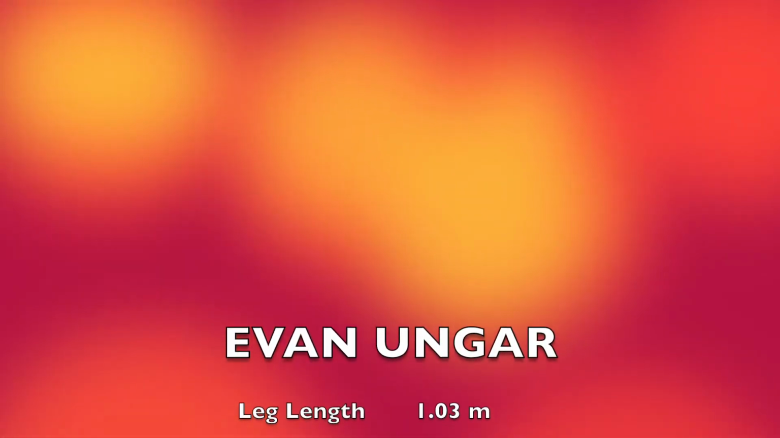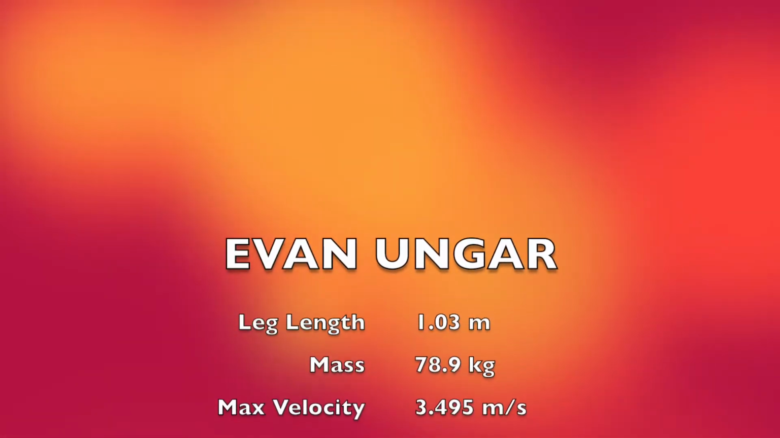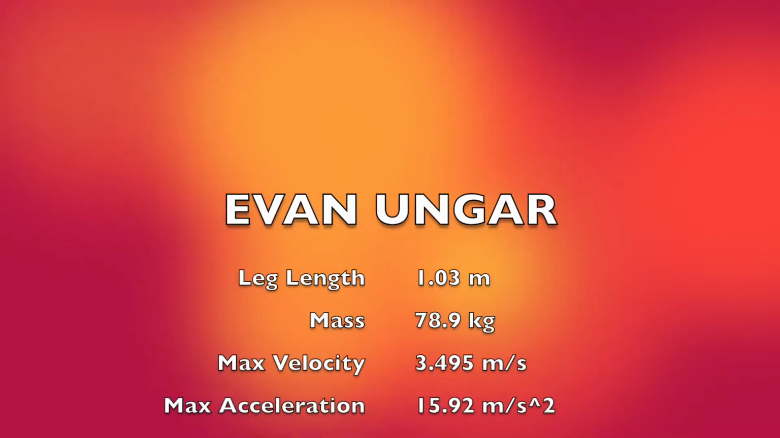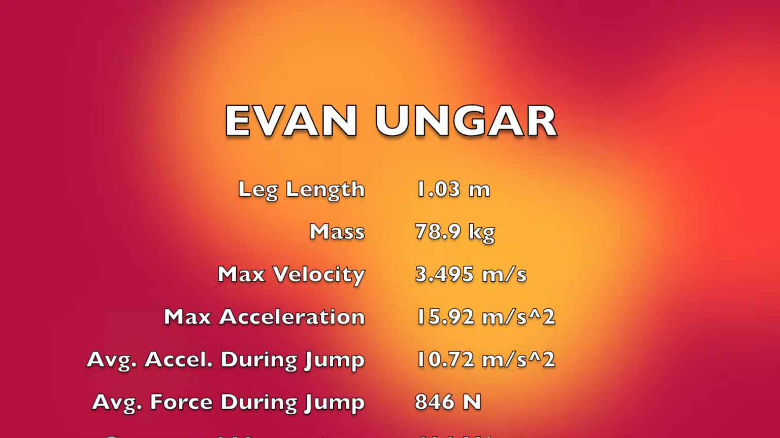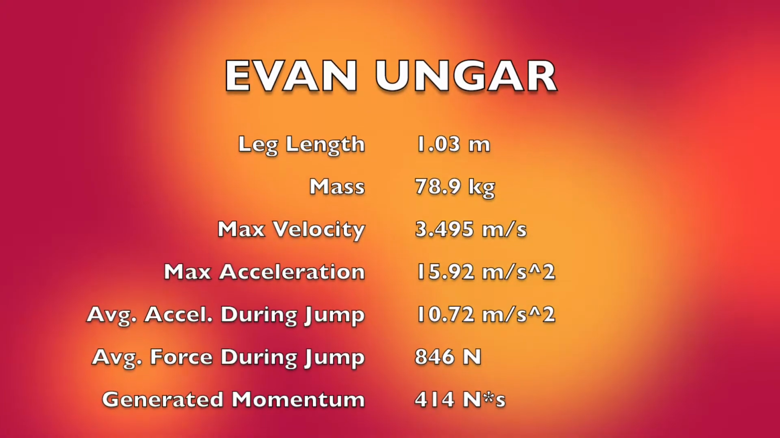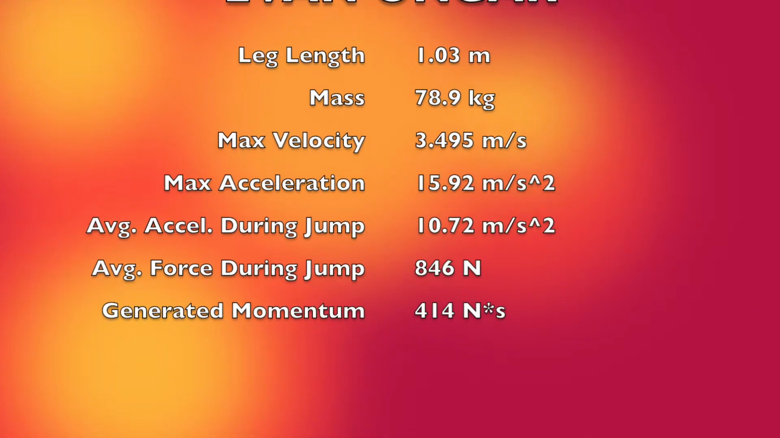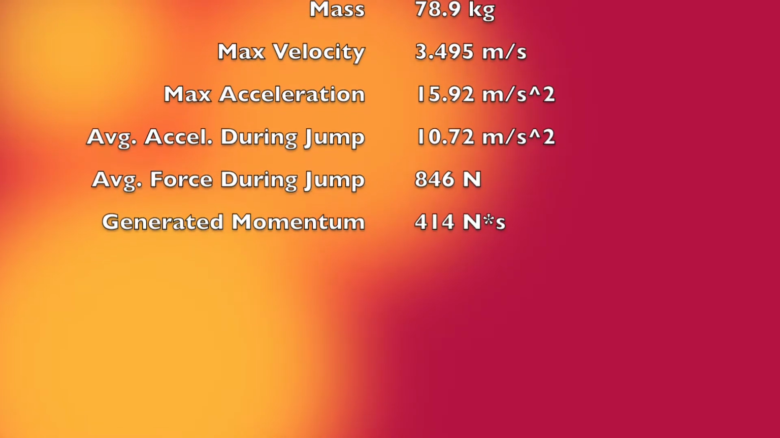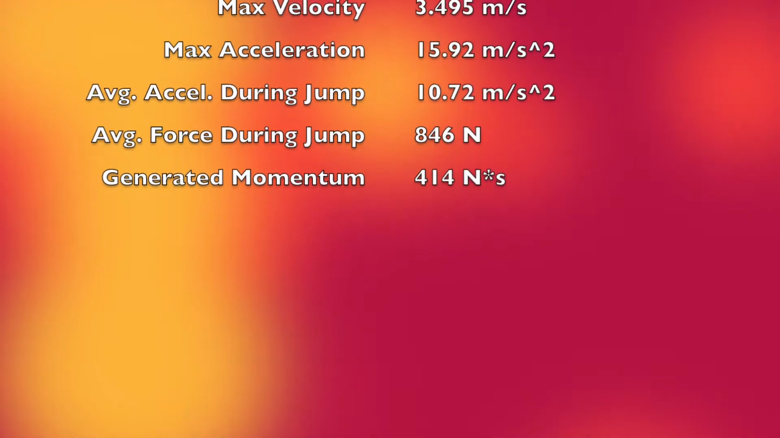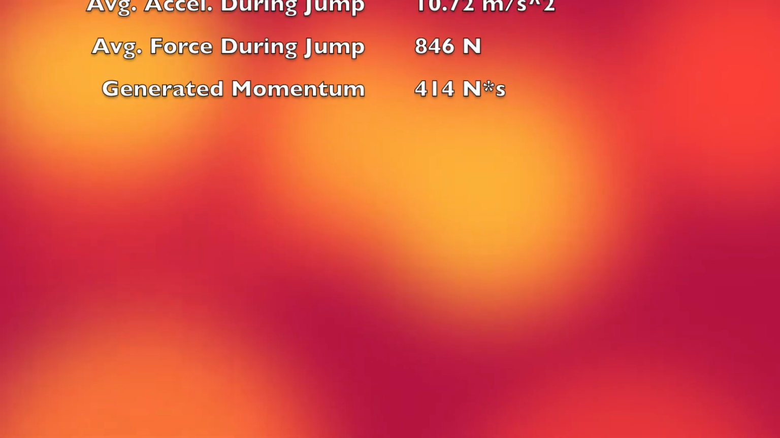Evan came in with some impressive numbers. Leg length, 1.03 meters. Mass, 78.9 kilograms. Max velocity, 3.495 meters per second. Max acceleration, 15.92 meters per second squared. Average acceleration during jump, 10.72 meters per second squared. Average force during jump, 846 newtons. Generated momentum, 414 newton seconds.